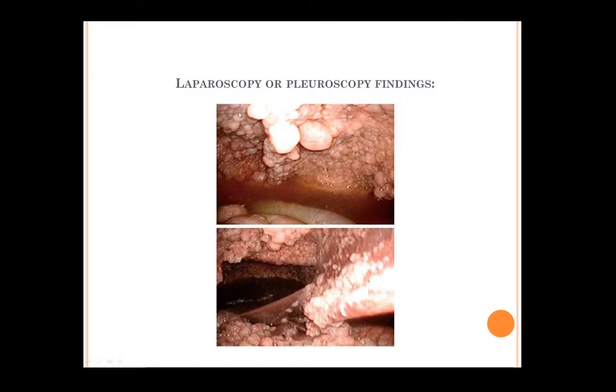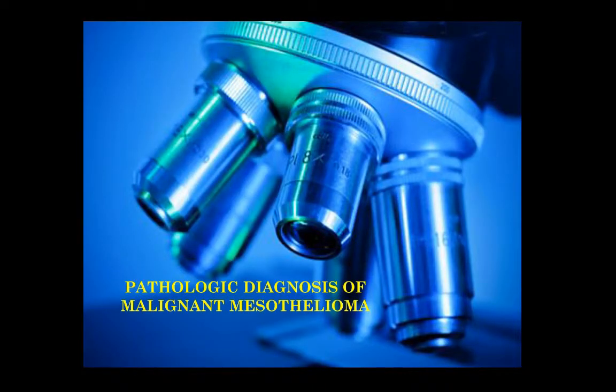Early mesotheliomas usually present with small nodules distributed on the parietal pleura, less commonly on the visceral pleura. However, with progression of mesothelioma, the nodules come together and encase the lung and result in diffuse pleural thickening.